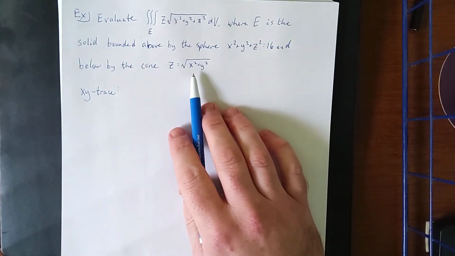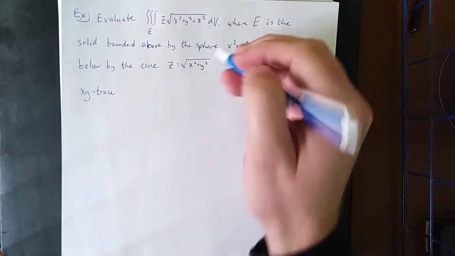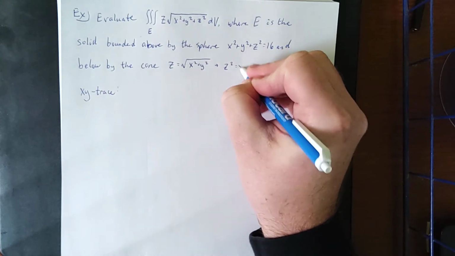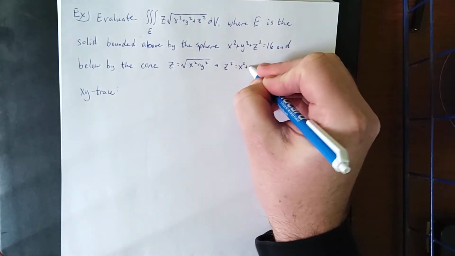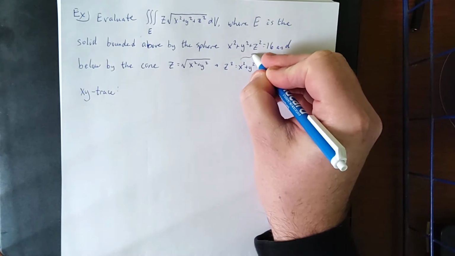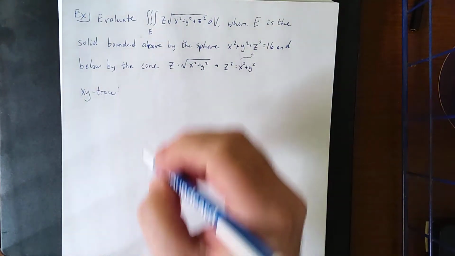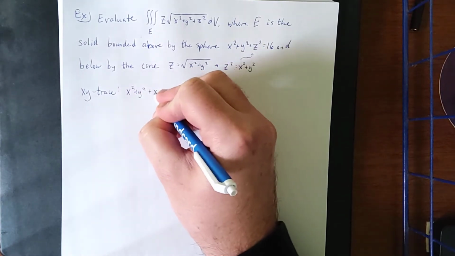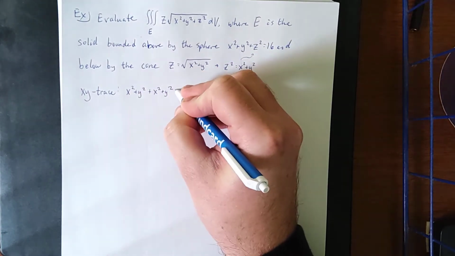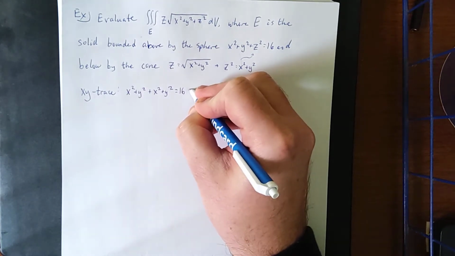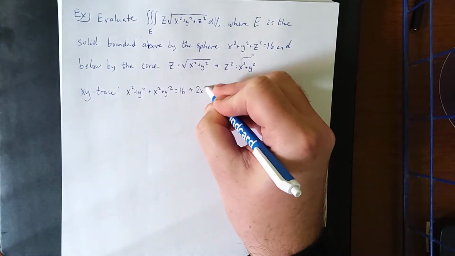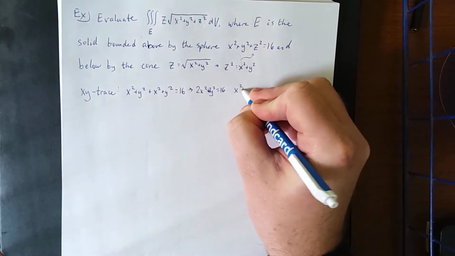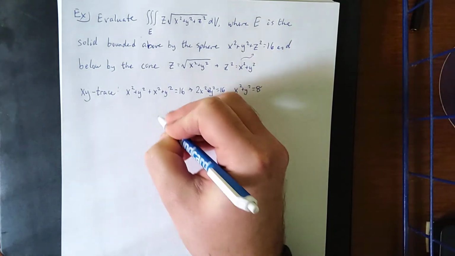As such, we're going to need the curve of intersection for these two regions. So I'm going to point out that this means z squared is equal to x squared plus y squared, and I'm going to make a substitution into the top equation. Making that, we get x squared plus y squared plus x squared plus y squared is 16, or 2x squared plus 2y squared is equal to 16. So x squared plus y squared would be equal to 8.